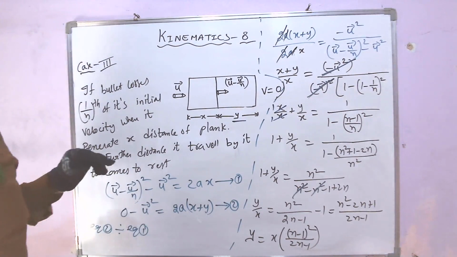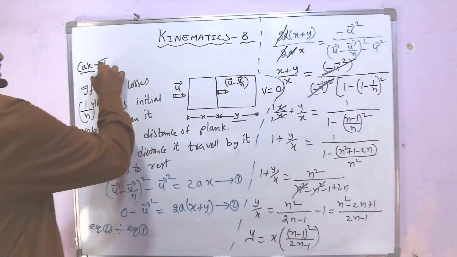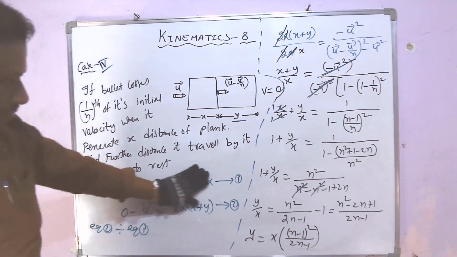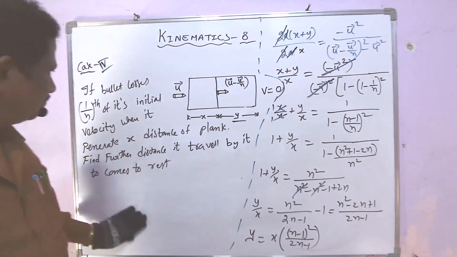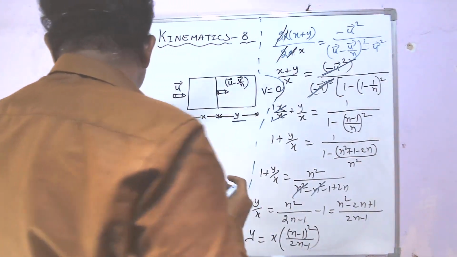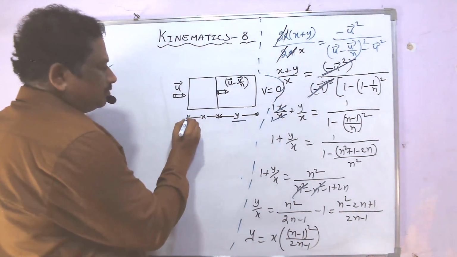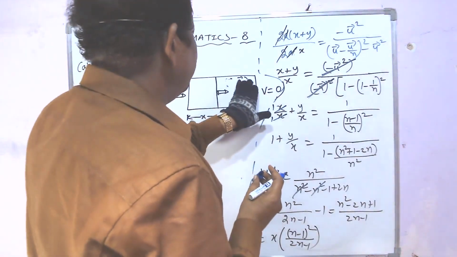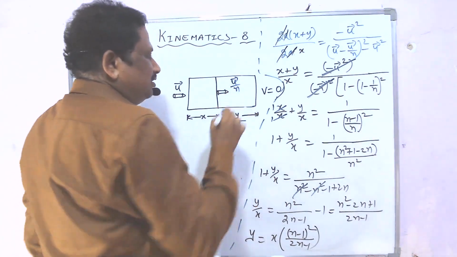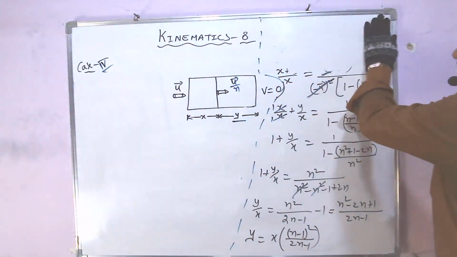So next, case 4. What will we get in case 4? Now I am going to drop this one. When the bullet crosses a distance x through a wooden plank, its velocity becomes 1 by nth of its initial velocity. That means u by n.